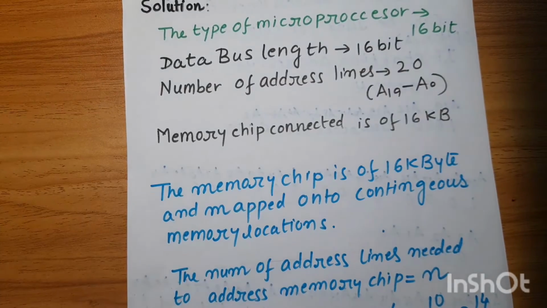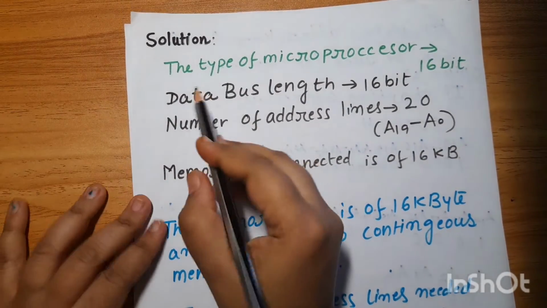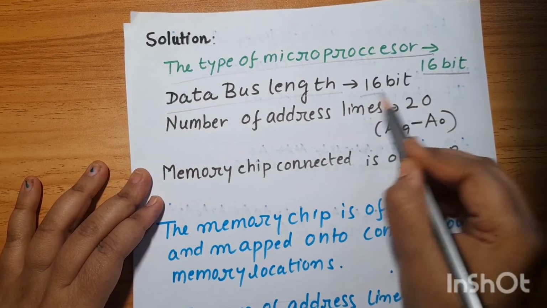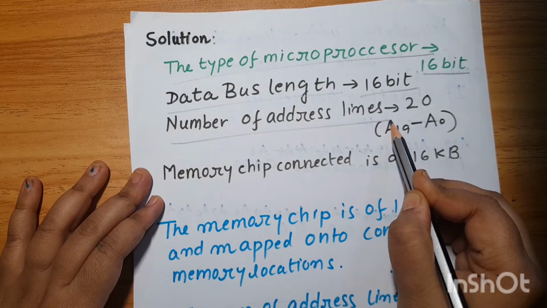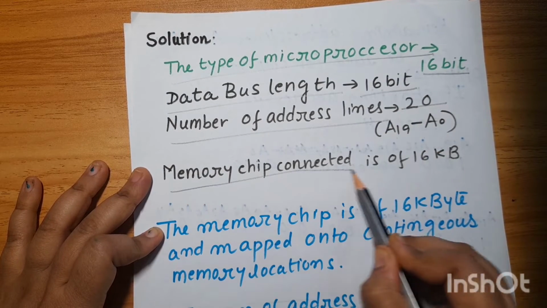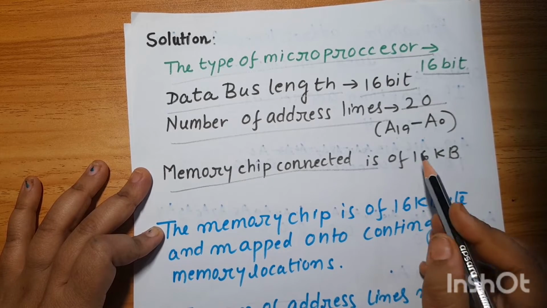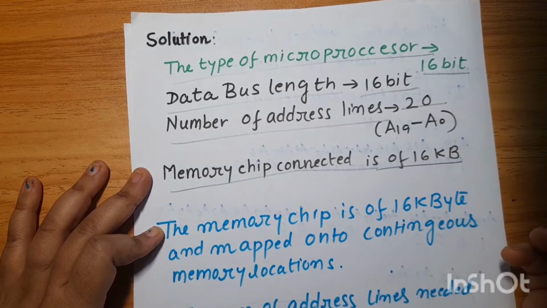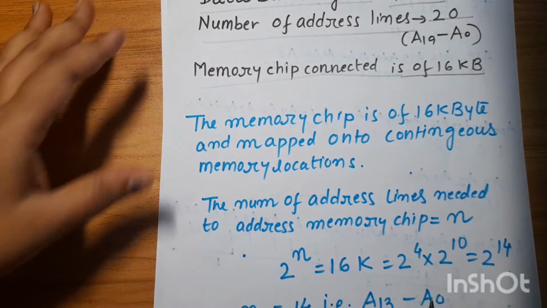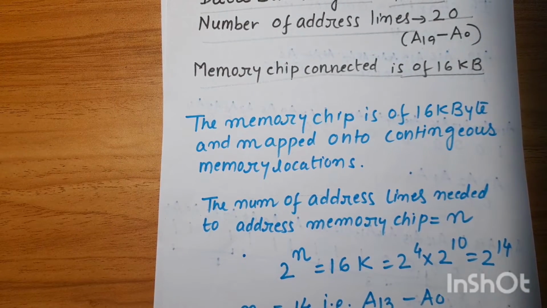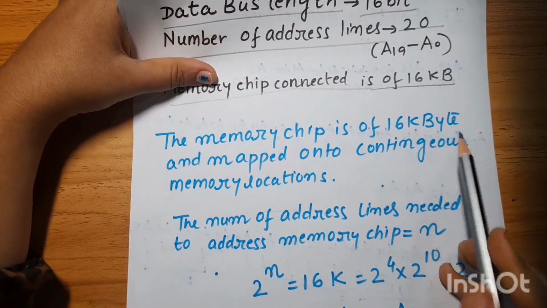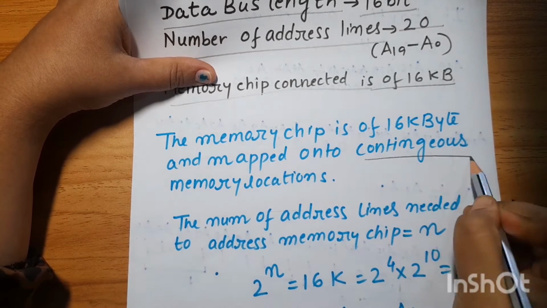Now let's see the solution. What is the type of processor? 16-bit processor. The data bus length is 16-bit. The number of address lines is 20, A0 to A19. The memory chip connected to the microprocessor is 16 kilo address locations, and each address location is of 8 bits. The memory chip is 16 kilobyte and mapped onto contiguous memory allocation.